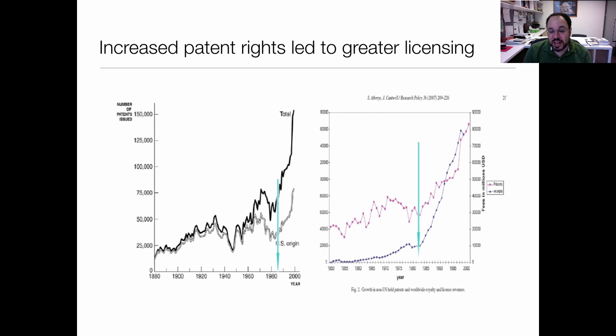Increased patent rights have actually been associated with, as you can see here, an explosion in licensing of patents. Licensing of patents is where inventors and patent holders license it to other firms. So it's one of our indications of activity in the market for ideas.